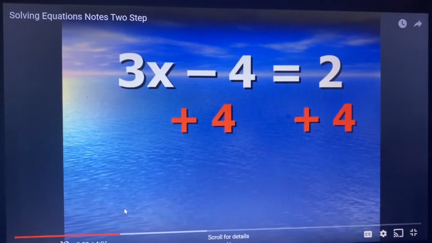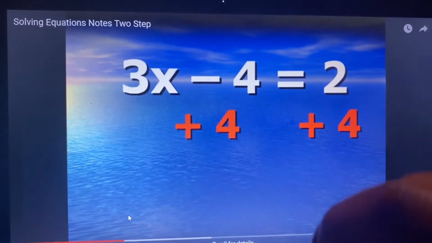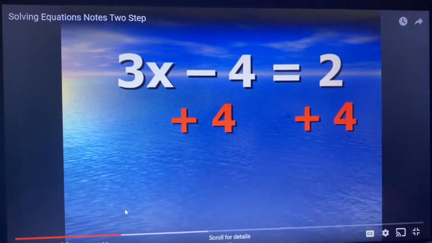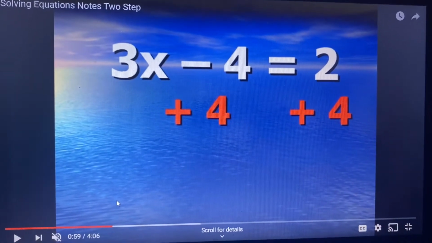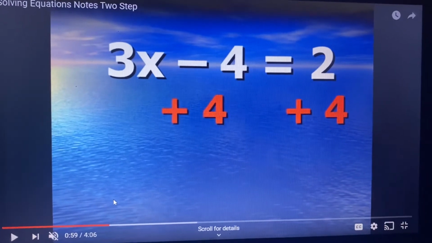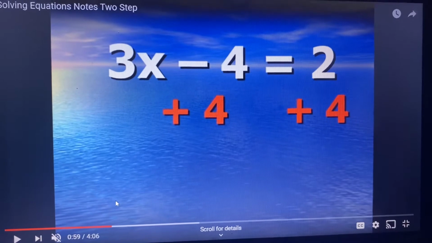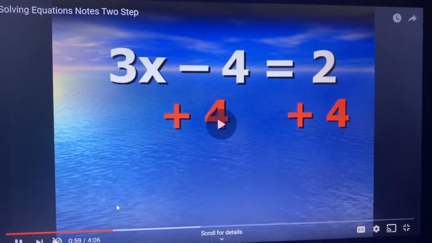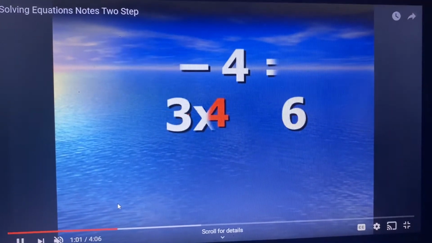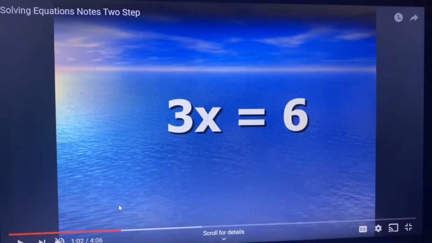That leaves us with negative 4 plus a positive 4. We'll cancel that out. That would be 0. And 2 plus 4 would give us 6. So left over, we have 3x equals 6.